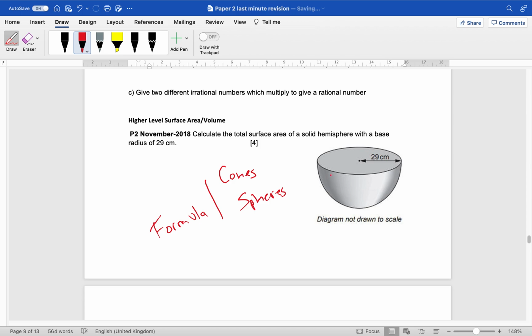What have I got here? I've got half a sphere, but if I'm talking about the surface area, not only have I got half the surface area of a sphere, but I've also created, by cutting it in half, this circular face on top. So I'd need to add the area of that circle onto half of the sphere. But your formulas are all in the front for spheres and cones.